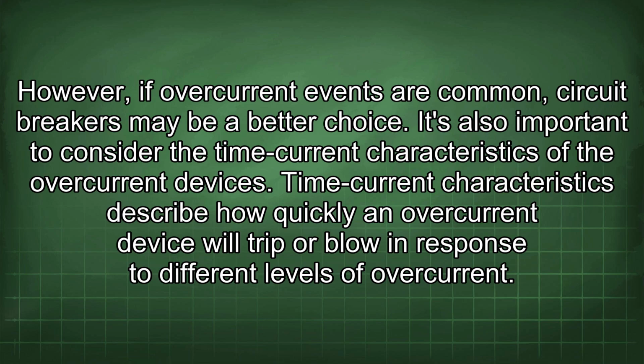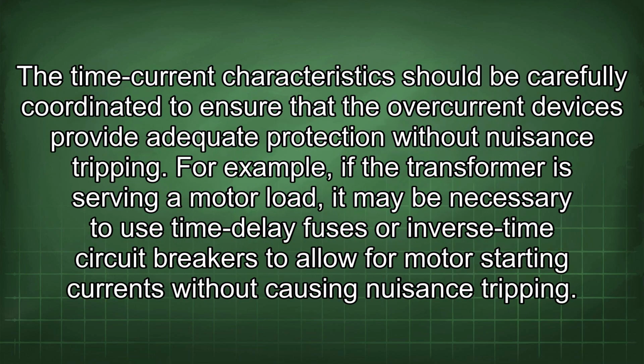It's also important to consider the time current characteristics of the overcurrent devices. Time current characteristics describe how quickly an overcurrent device will trip or blow in response to different levels of overcurrent. The time current characteristics should be carefully coordinated to ensure that the overcurrent devices provide adequate protection without nuisance tripping. For example, if the transformer is serving a motor load, it may be necessary to use time delay fuses or inverse time circuit breakers to allow for motor starting currents without causing nuisance tripping.